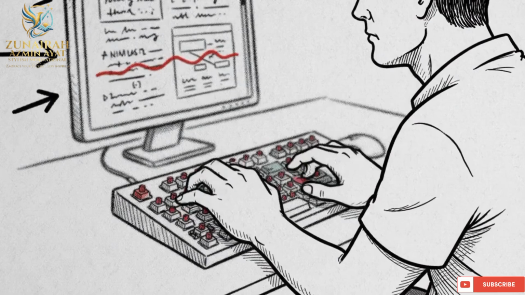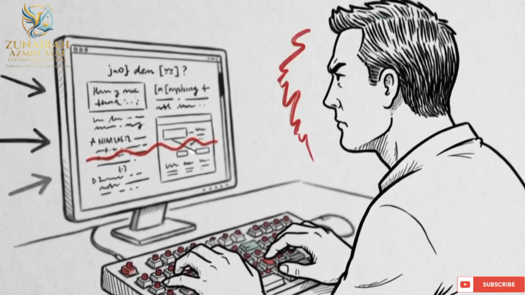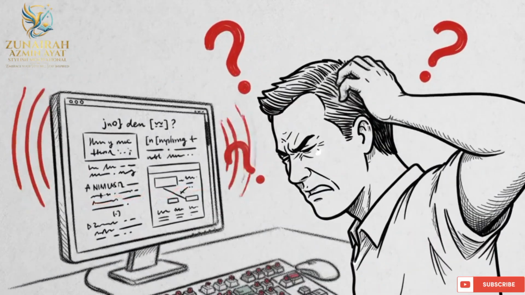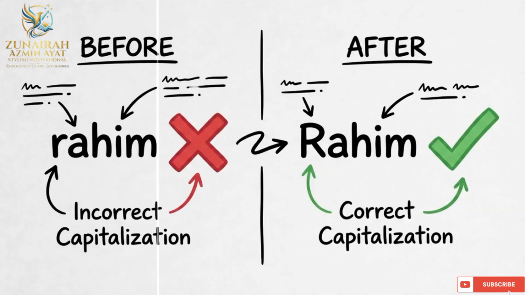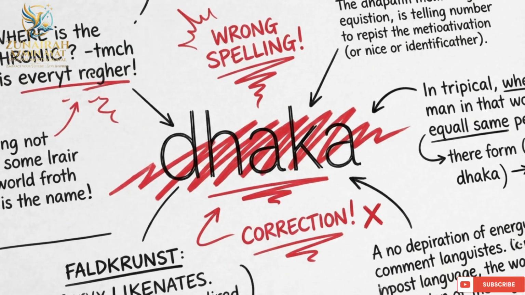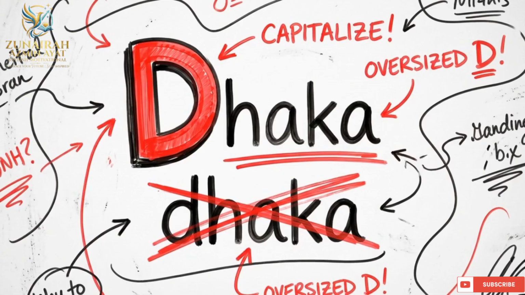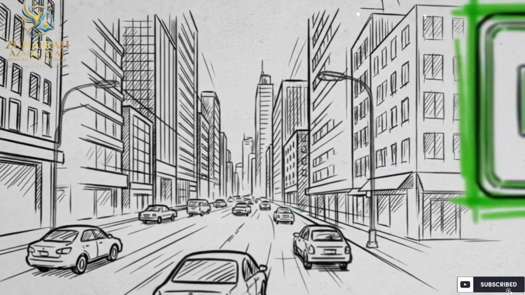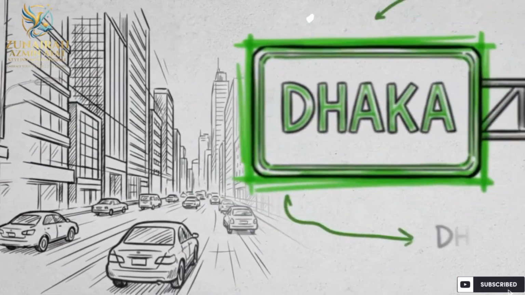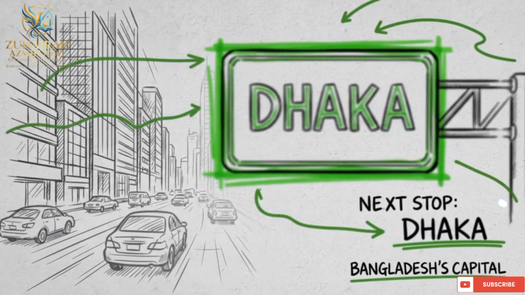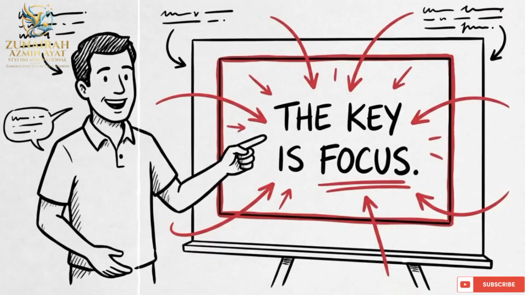We must also address a frequent error, using lowercase letters for proper nouns when they appear in the middle of a sentence. This graphic shows the correction. Because it is a specific name, Rahim must always be capitalized. The same is true for locations. A lowercase Dhaka should be corrected to start with a capital D every time it is written. Correctly capitalizing these names signals to the reader that you are referring to a specific entity rather than a general concept. Now, let's test these identification steps with a quick quiz.